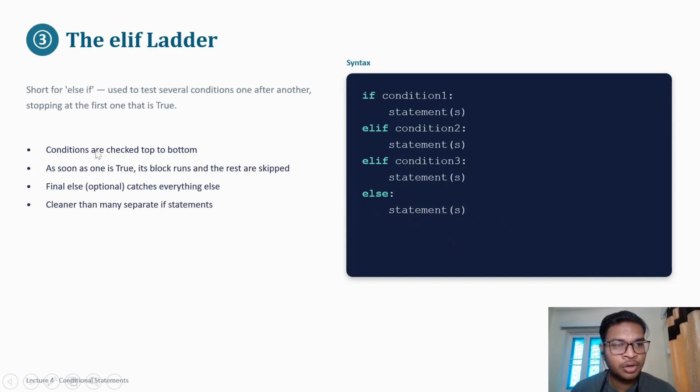Okay, so conditions are always checked top to bottom. Just remember, this is one of the best viva based questions. See how the conditions will be checked. Conditions are checked top to bottom. As soon as one is true, its block runs and the rest are skipped. The final else is optional and catches everything else. Cleaner than many separate if statements. So this is how the elif is made, a combination of else cases. Okay, so this is the whole syntax.